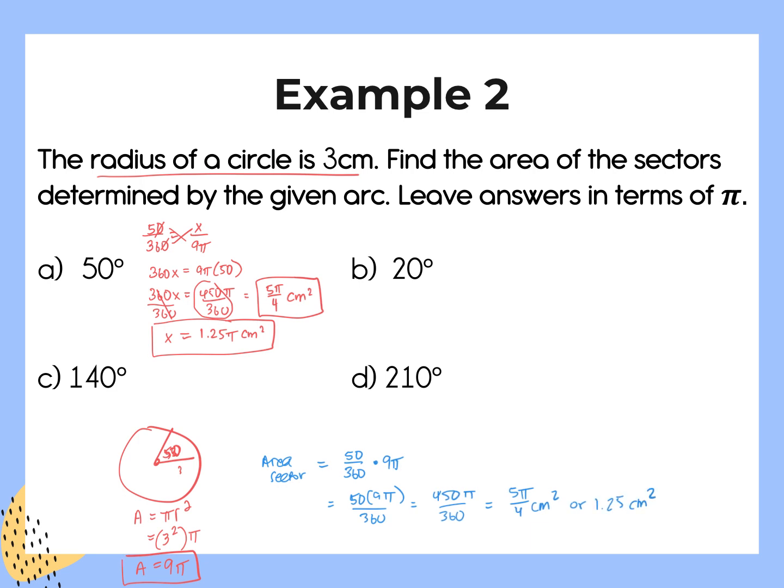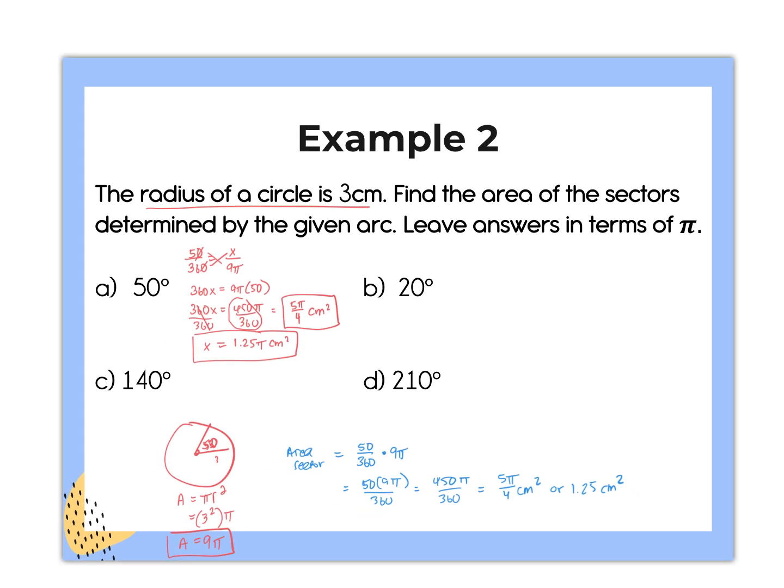I'm going to set them up both ways for you, because I don't know what method each of you is going to prefer. When I go to the second problem, I get 20 degrees. Once again, I can solve it as a proportion. I know 20 over 360 is going to equal x over 9 pi, and 20 over 360 simplifies to 1 over 18. So I'm going to get 18x equals 9 pi, and when I divide by 18, x equals pi over 2 centimeters squared.